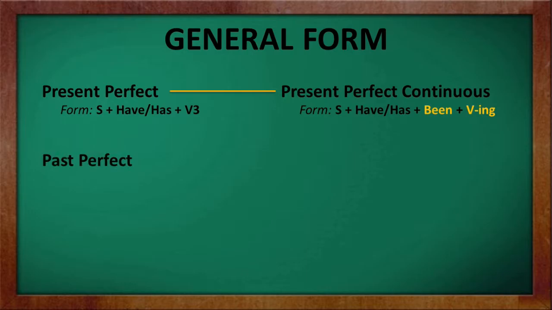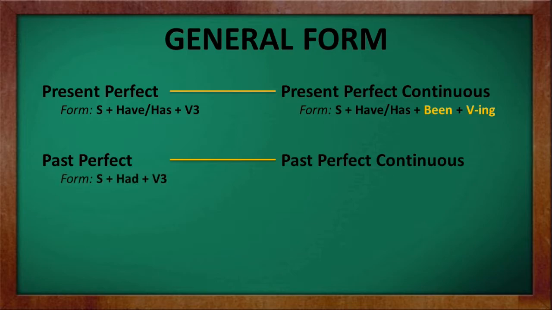The second group is the past tense family. For past perfect tense, the general form is subject plus had plus verb 3, and for past perfect continuous, the general form is subject plus had plus been plus verb-ing. The difference between the first family and the second family is, for the present tense family we use have or has, but for the past tense family we use had.